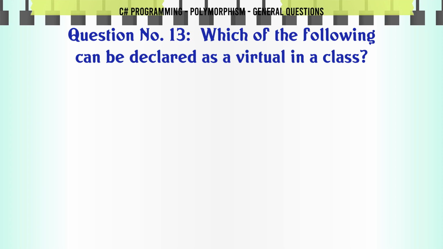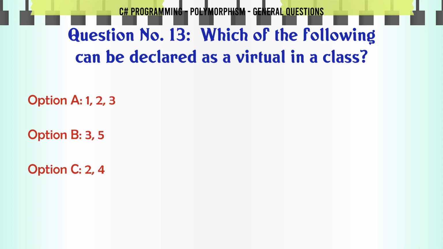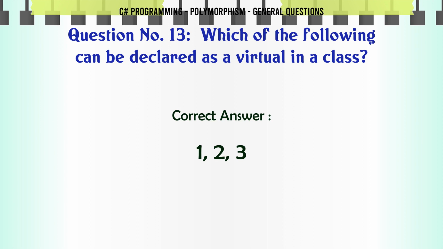Which of the following can be declared as a virtual in a class? A. 1 2 3, B. 3 5, C. 2 4, D. 2 3 5. The correct answer is 1 2 3.